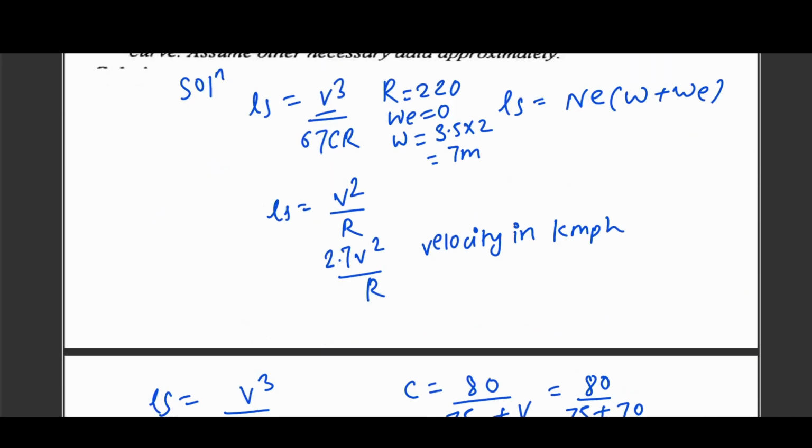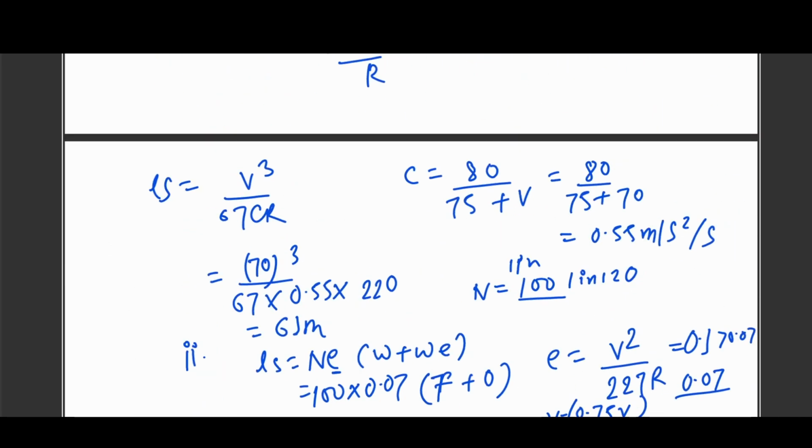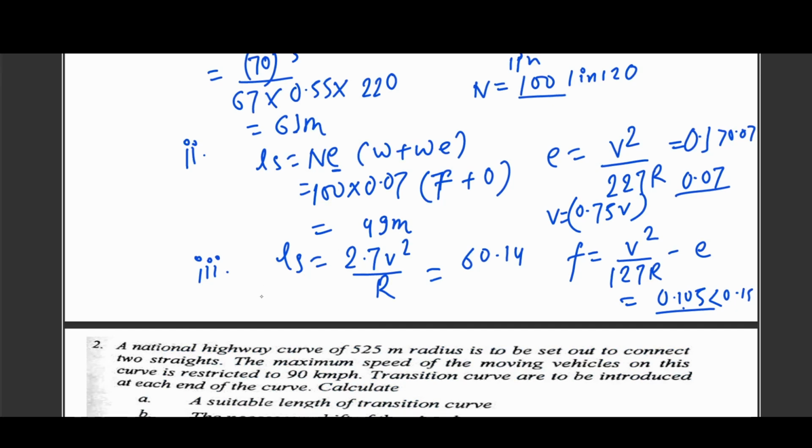So consider it as a plain terrain, and the value of B is given as 70. You can keep B equals to 70, and R is also given. So the value of the transition curve is 60.14. Among these three values, 49 meter, 60.14 meter, and 61 meter, which one is the biggest? 61 meter. That's why LS equals 61 meter.